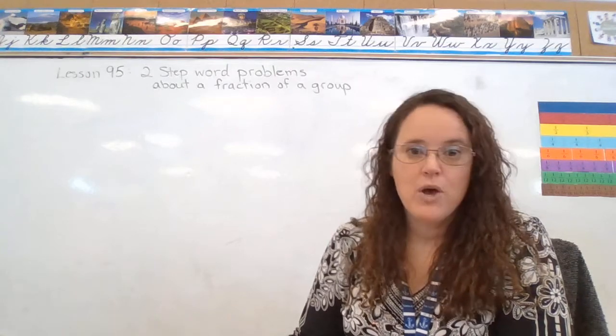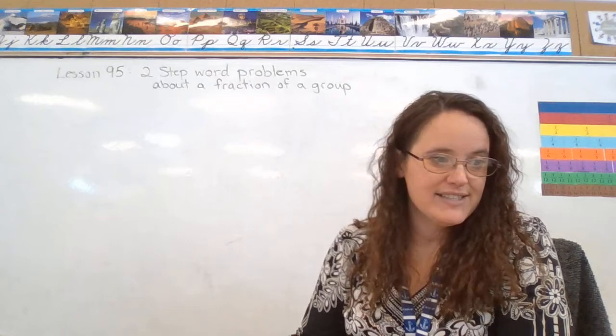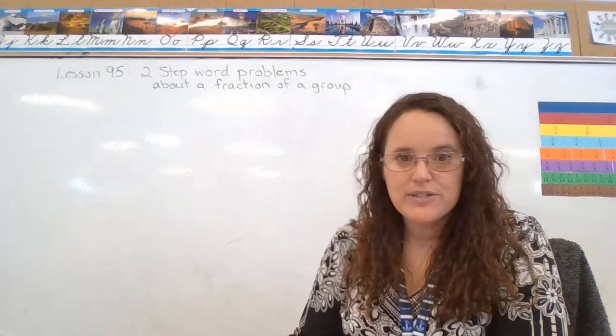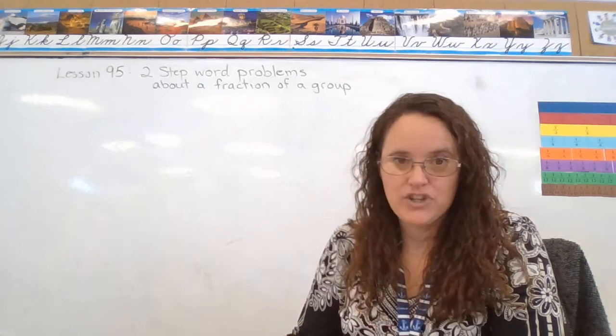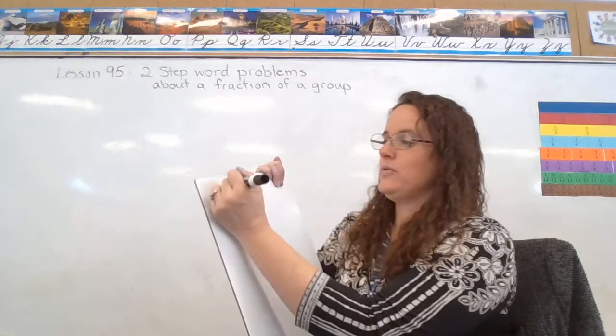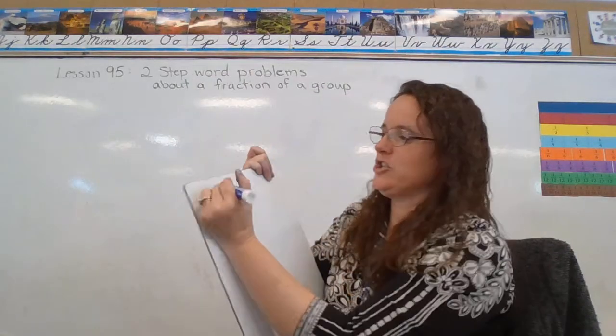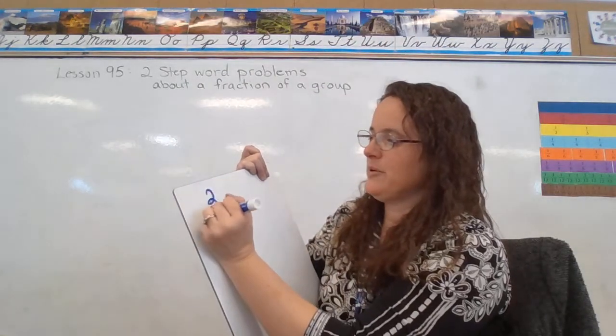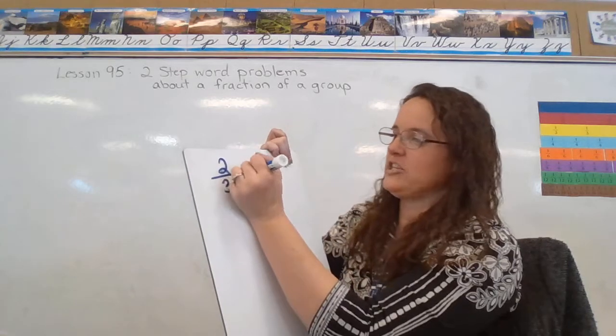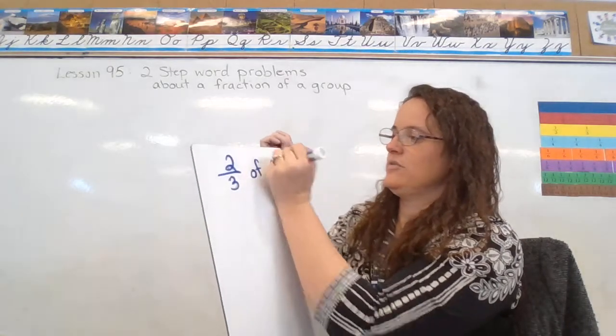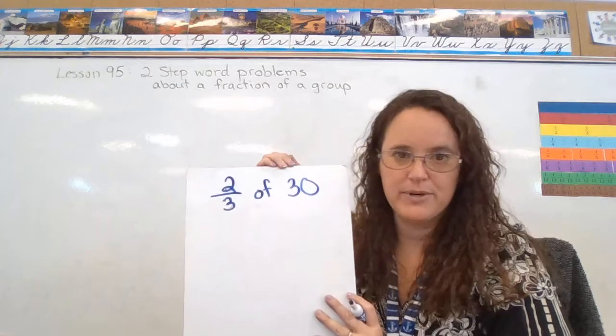2/3 of them wore green jackets. How many campers wore green jackets? So we know 2/3, let me switch markers. This black one doesn't like me very much. 2/3 of the campers wore green jackets. So 2/3 of 30 campers.